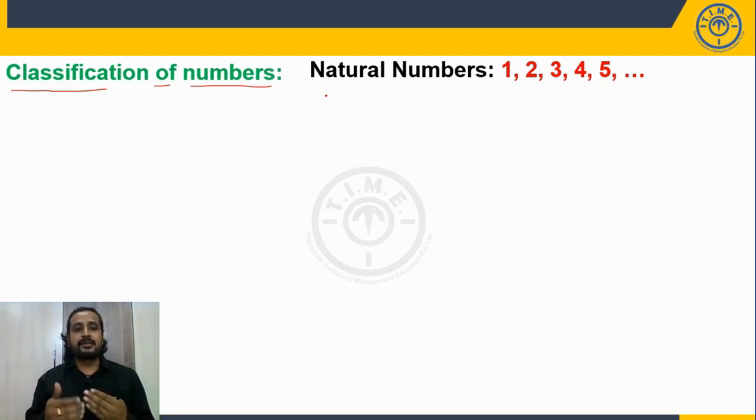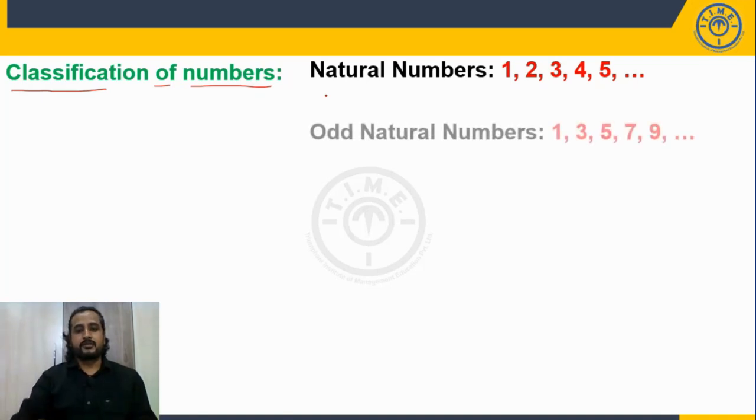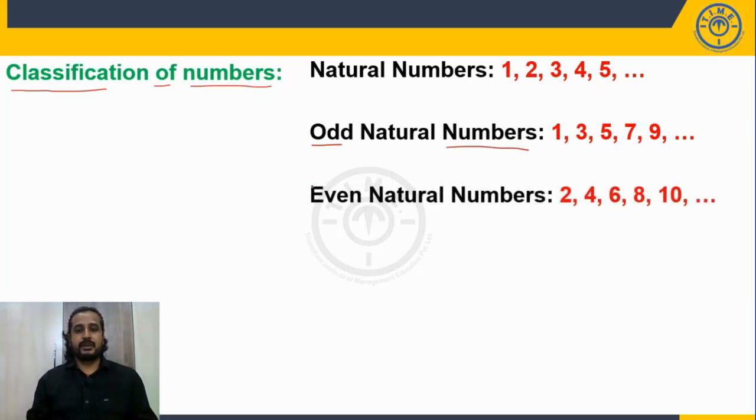And which numbers do we call odd numbers? The numbers which are not exactly divisible by 2. So odd natural numbers are 1, 3, 5, 7, 9 and so on. These numbers are not divisible by 2. And even natural numbers are exactly divisible by 2: 2, 4, 6, 8, 10 and so on, every alternate number starting from 2. Odd numbers are every alternate number starting from 1. So: natural numbers, odd numbers, even numbers.